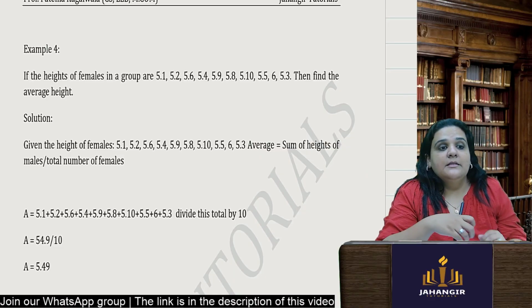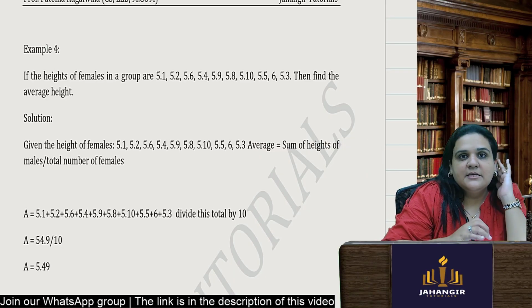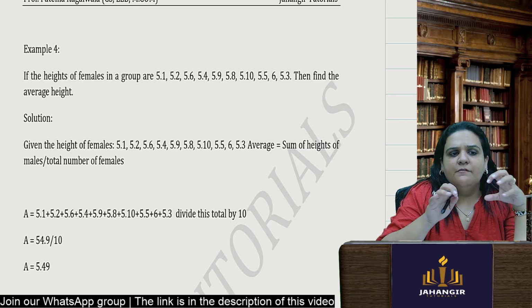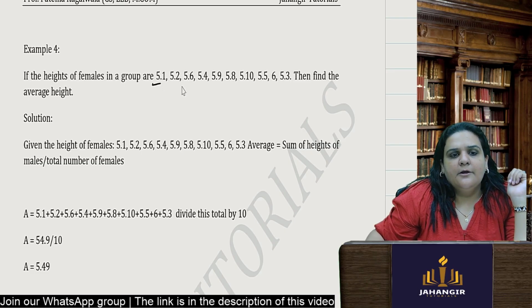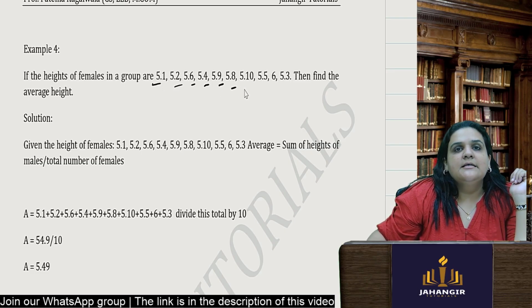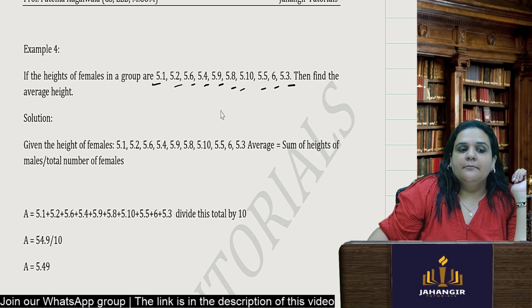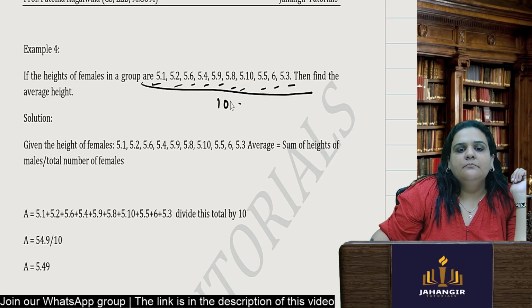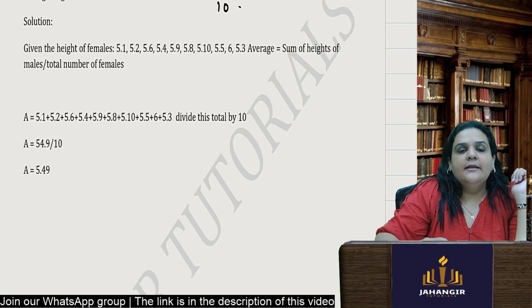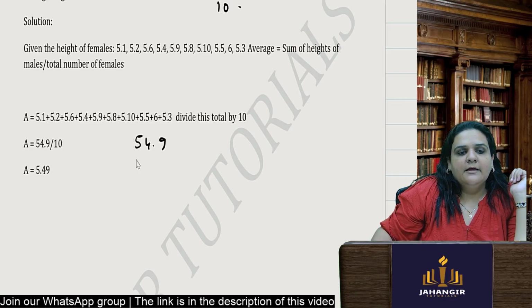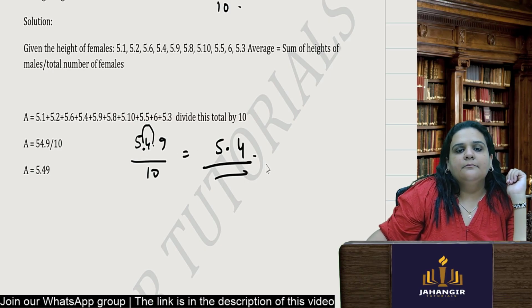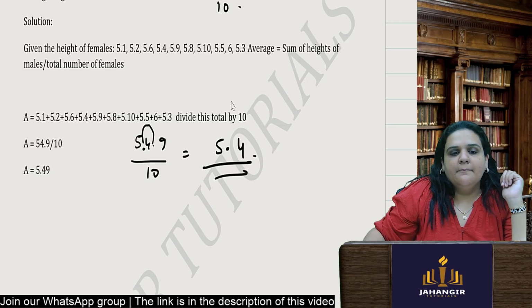See, now they have given the heights of the females in the group, in 5.1, 5.2, 6, 4, 9. They have given all the females. So how many females are there? 1, 2, 3, 4, 5, 6, 7, 8, 9 and 10. Okay, so you will add them all and divide that by 10. So the sum when you add is 54.9, divided by 10. It will come as 5.4. Just take 1 point here. So the average is 5.49.